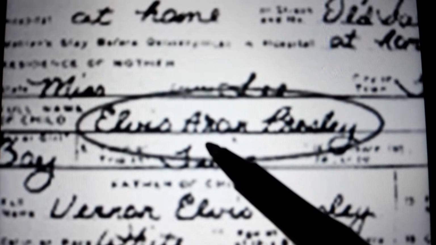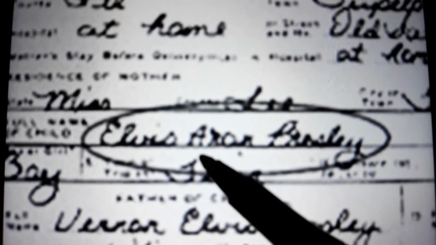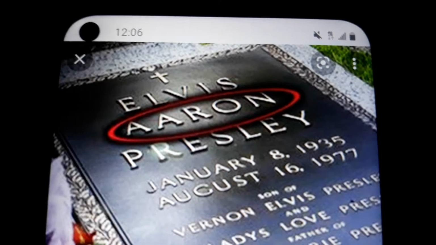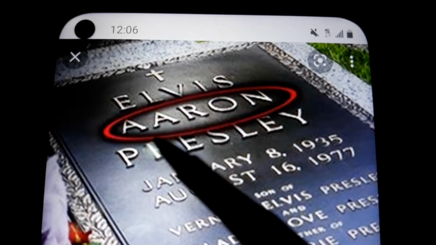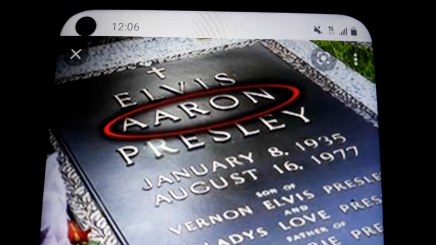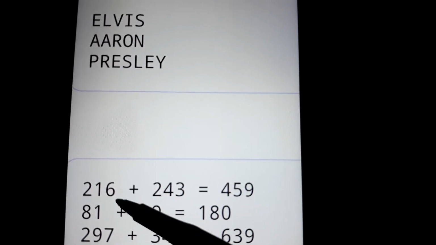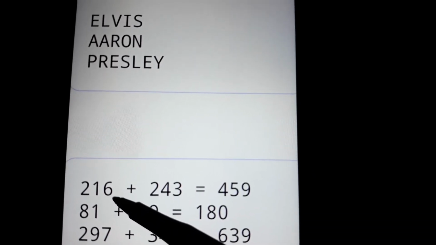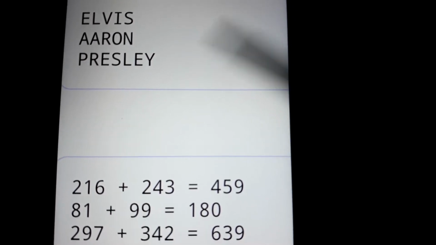Okay, now listen, Elvis Aaron Presley, this is his birth certificate also. Look at this. He spells it with one A in the middle, Aron. But on Elvis's gravestone, he spells it with two A's. And let me show you why he did that, okay? Because without that extra A, it would not have equaled 216. Okay, the 216 number is very important, the 216.